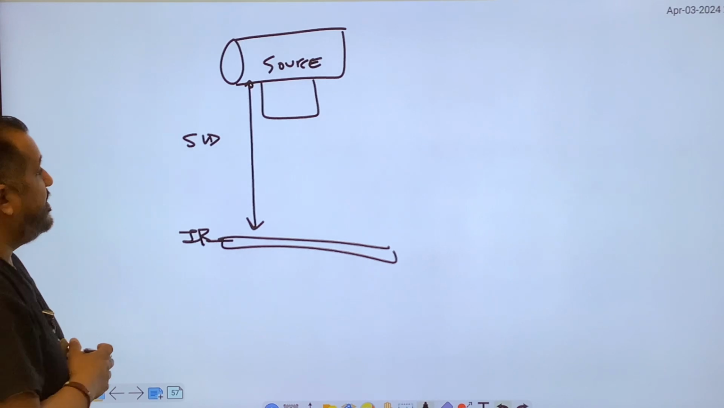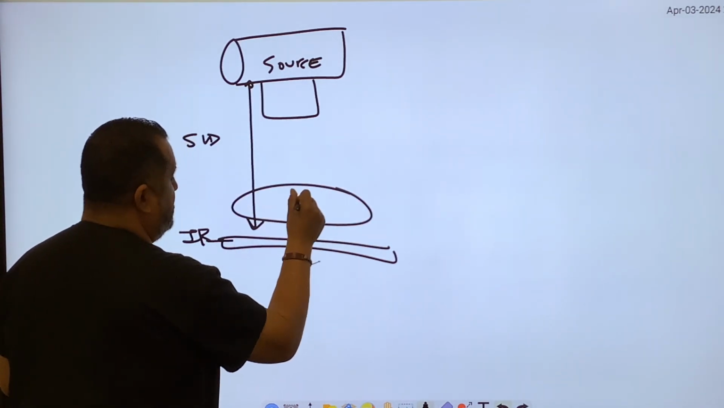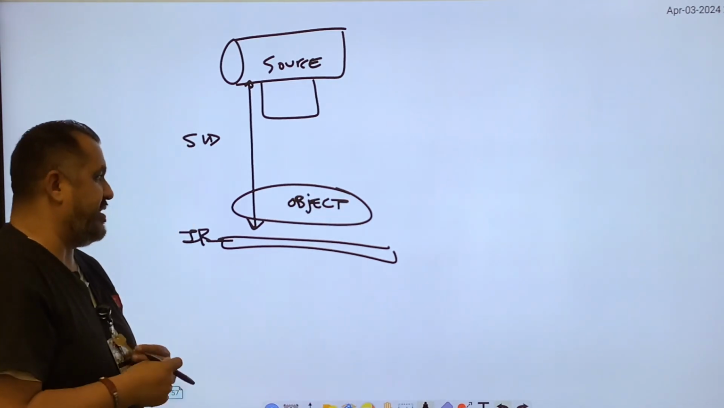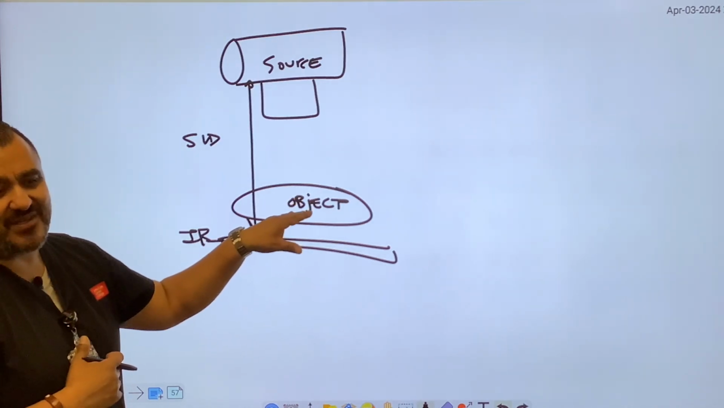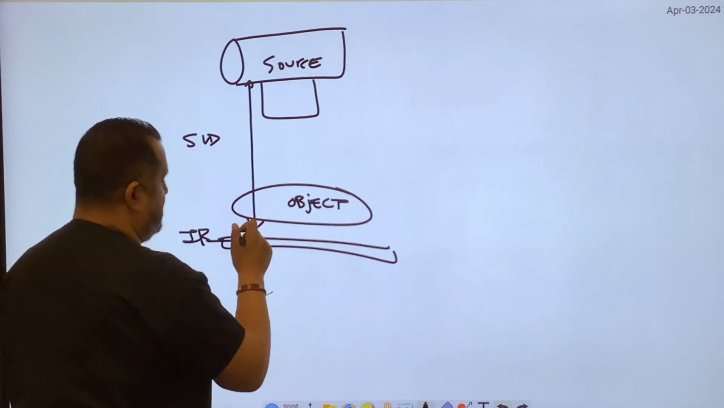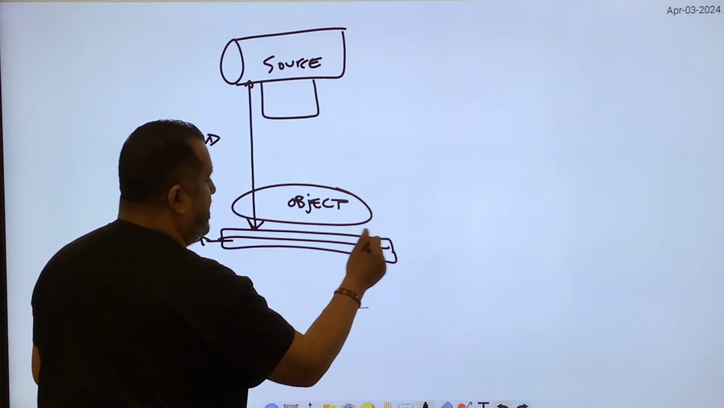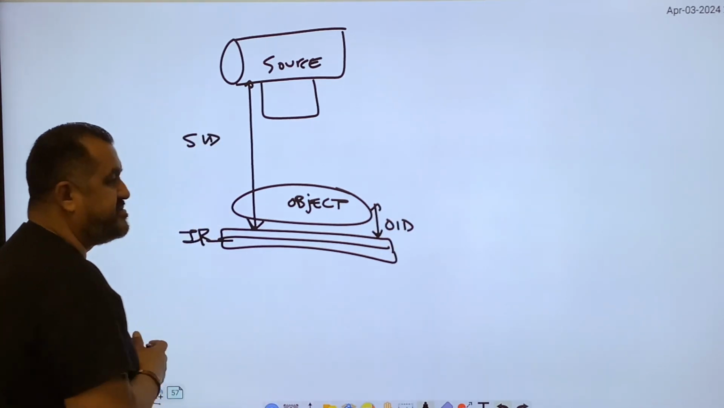Now, if you have an object here, this is your object, and we never reference the patient as an object, correct? We know that. But you have the object, the part, the medium, the tissue, the subject, right? You have all these different terms that we can use. So let's say this is your IR. Your object to image receptor distance, that's OID, correct?